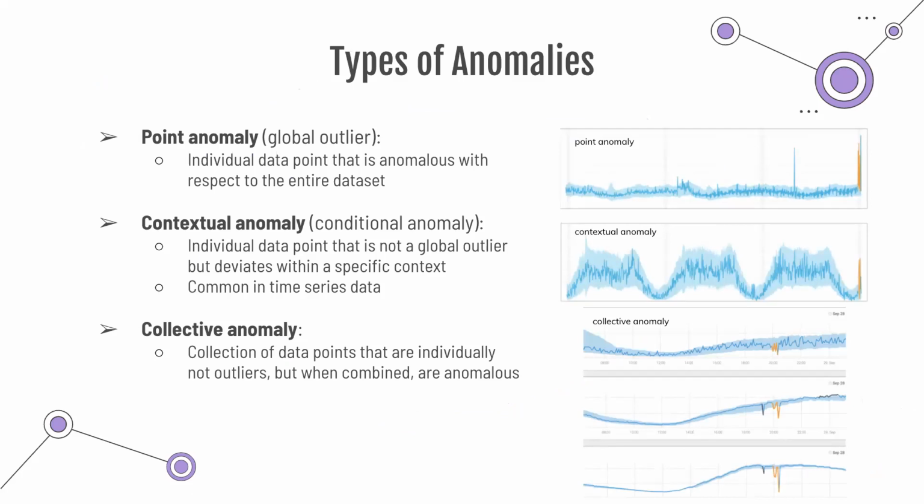Next up, there is a contextual anomaly, which is also called a conditional anomaly. This is an individual point that is not a global outlier, which means that it's not anomalous with respect to the entire data set, but it does deviate within a specific context. So context does matter, hence the name contextual anomaly. This is very common in time series data, where we do see periodic patterns. And finally, there's an anomaly called a collective anomaly. This is when there is a collection of data points that are individually not global outliers, but when combined, they are anomalous. Let me give a couple of examples of these different kinds of anomalies.